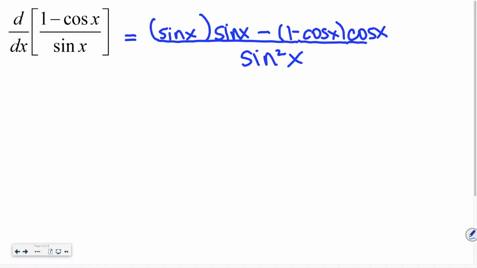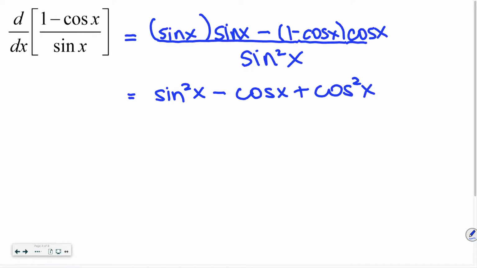And if we did, we would have sine squared minus cosine plus cosine squared x, right? And then we could say, cool, sine squared plus cosine squared is 1, and we'd have 1 minus cosine of x over sine squared x, and we could just keep going, and there's really no need for that, okay? This would be sufficient.